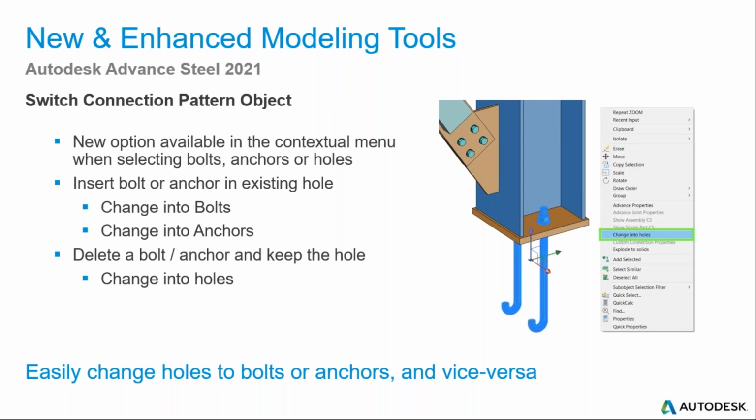A new functionality has been added which allows you to switch connection pattern on the objects. When modeling steel components, it is very useful in some situations to replace holes with connectors, like maybe studs or bolts or anchor bolts. In 2021, selecting anchors or selecting holes will give you access to the new change into holes option, or vice versa, in the contextual menu. This feature enables you to replace these connectors with holes. The same behavior is applicable vice versa for bolts as well as for anchor bolts.